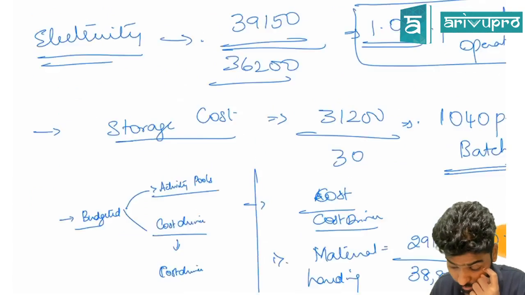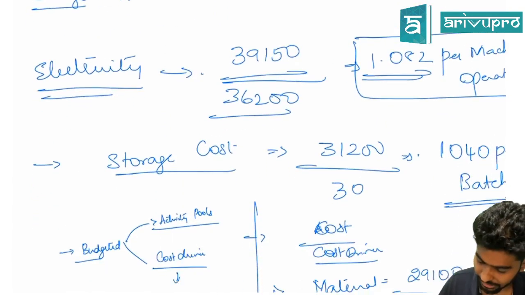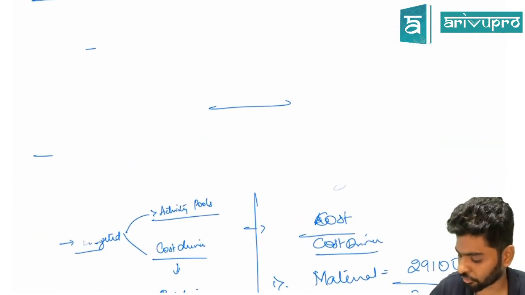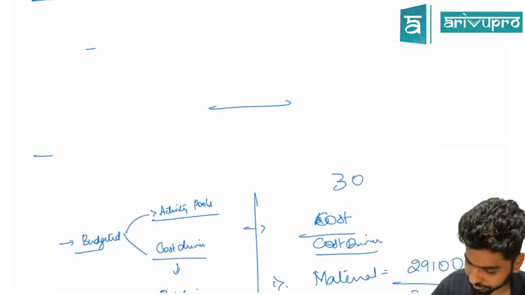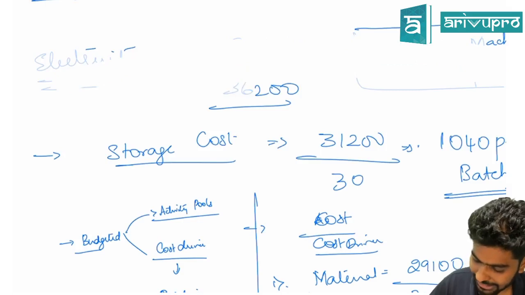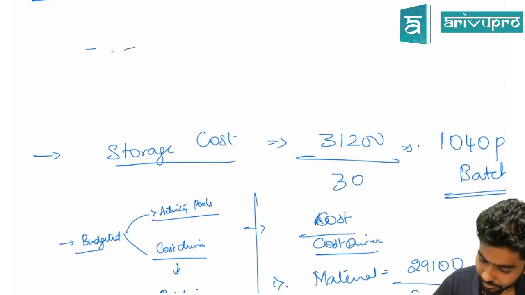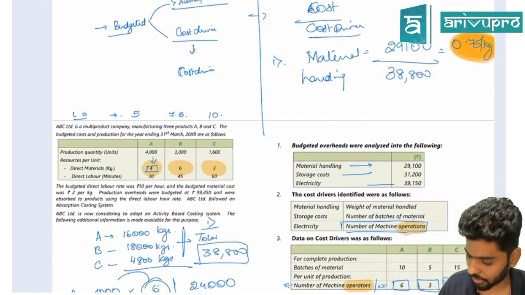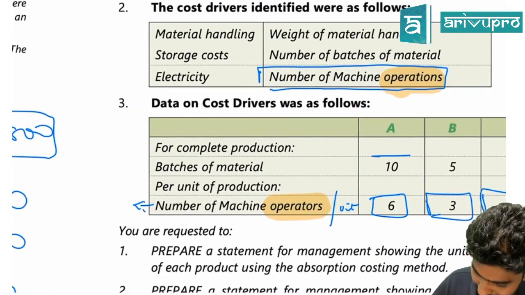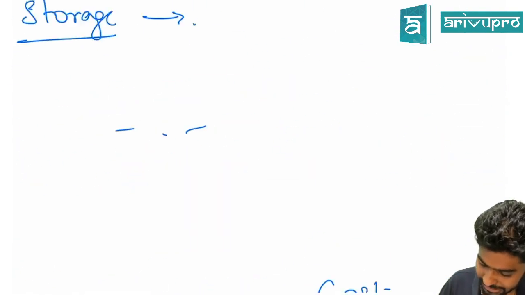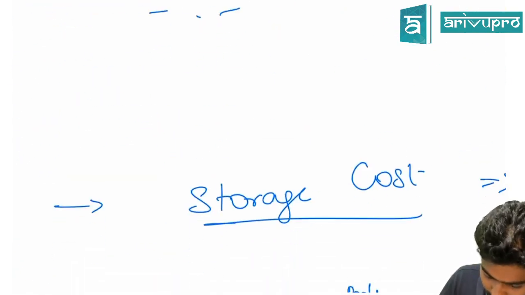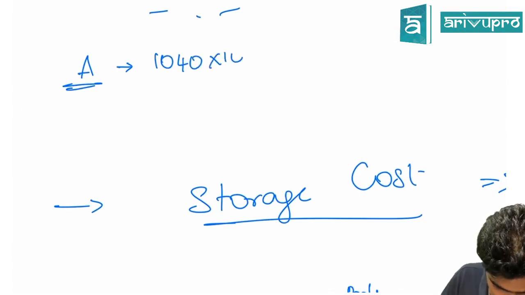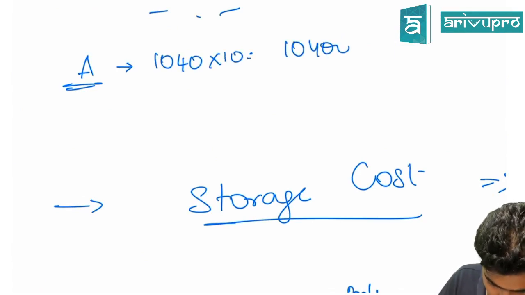Now storage is the one which a lot of students get confused with. See here, guys, what am I trying to find? I'm trying to find per unit, correct? Whereas here they're saying this is 1040 per batch, correct? Now let me go here. See here, A is taking 10 batches. That means, can I say the total cost of A will be 1040 into 10, 10,400 rupees.